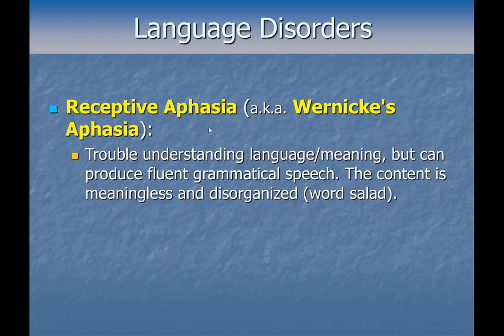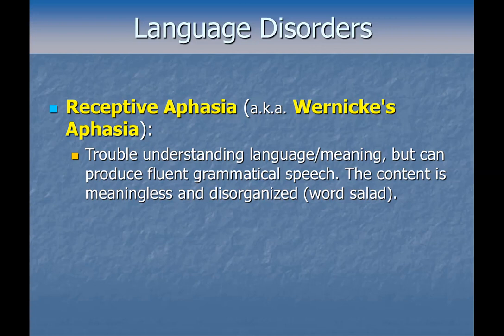And when Wernicke's area gets damaged, we also call this Wernicke's aphasia, because that's the person who discovered it. Then you just get general trouble understanding language or understanding meaning in general. So even individual words don't mean anything anymore.